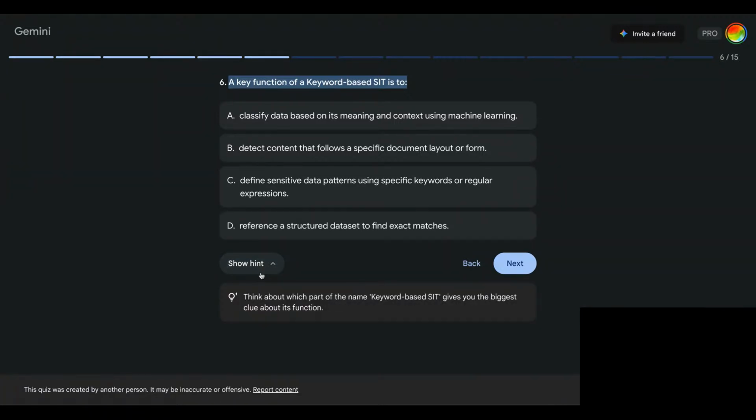Let's show you the hint. The answer is right there in the question. If you look in the question, the answer is there. So a key function of a keyword based SIT is to define sensitive data patterns using specific keywords.